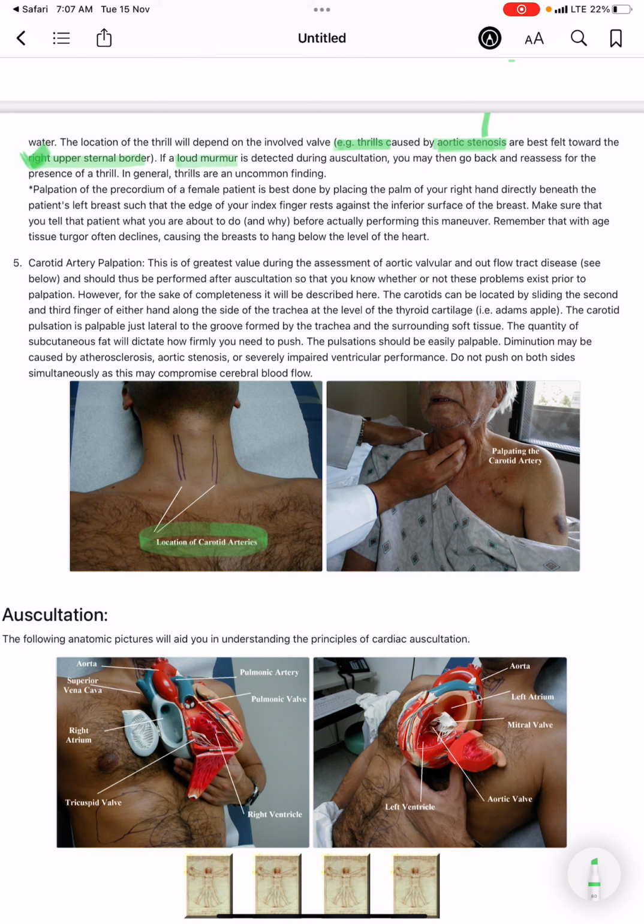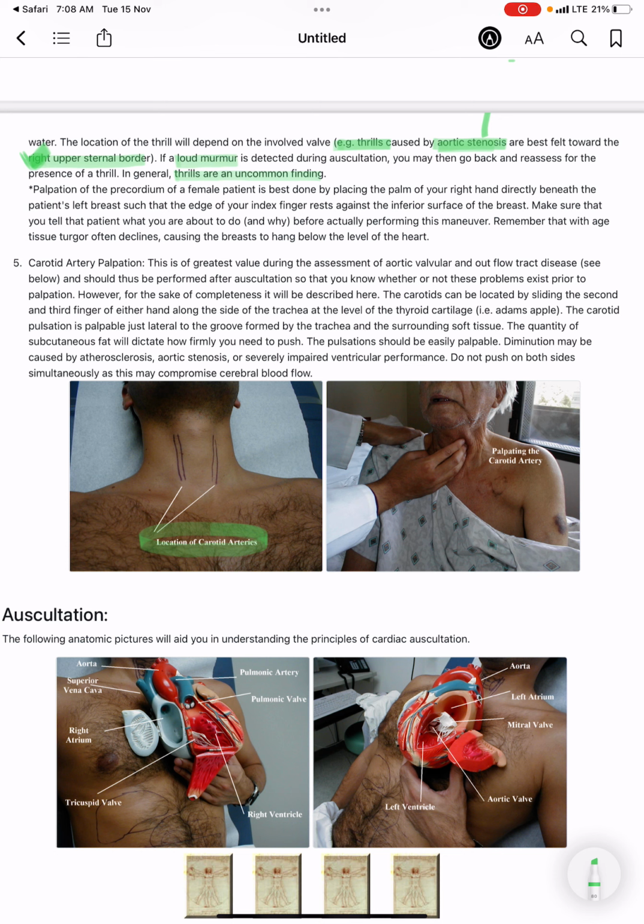If a loud murmur is detected during auscultation, you may then go back and reassess for the presence of a thrill. In general, thrills are an uncommon finding. Palpation of the precordium of a female patient is best done by placing the palm of your right hand directly beneath the patient's left breast such that the edge of your index finger rests against the inferior surface of the breast. Make sure that you tell the patient what you are about to do before actually performing this maneuver. And remember that with age, tissue turgor often declines, causing the breast to hang below the level of the heart.